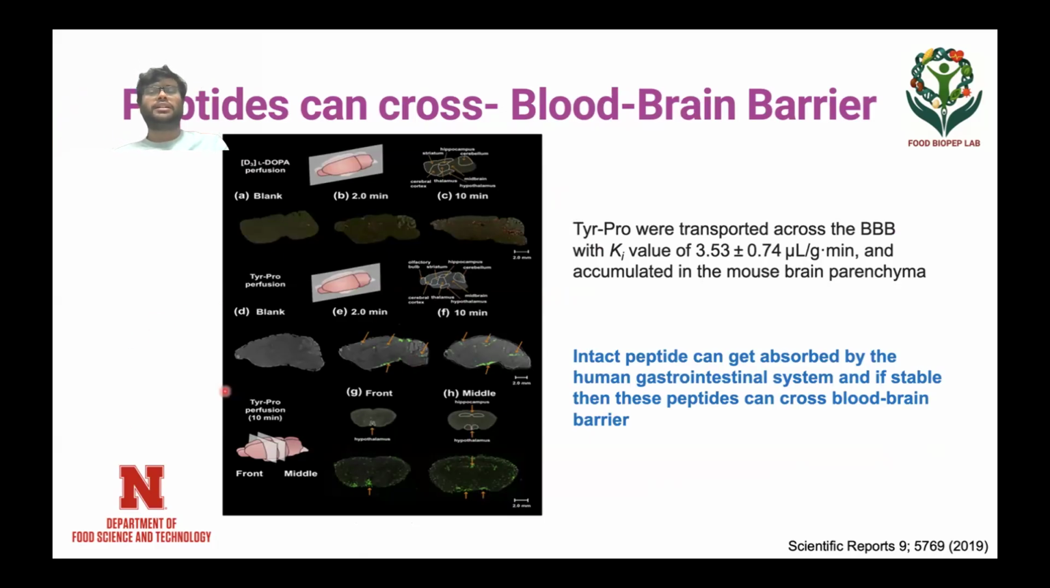This is a study that came out in 2019 in Scientific Reports from Dr. Toshiro Matsui's lab at Kyushu University in Japan. They used one peptide called tyrosine-proline, which was transported across the blood-brain barrier with a Ki value of 3.53 microliters per gram. So an intact peptide can get absorbed by the human gastrointestinal system, and if it's stable, then this peptide can cross the blood-brain barrier and can show different kinds of biological effects.